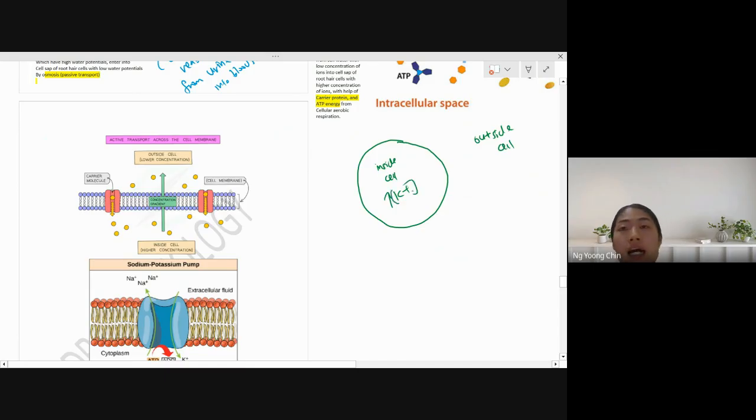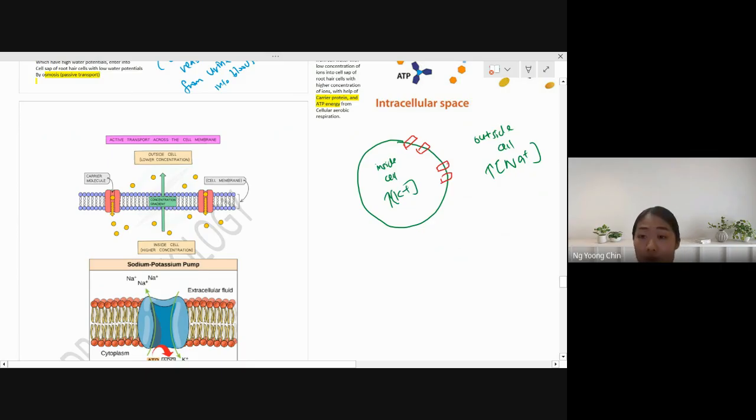They contain a very high concentration of potassium ion. However, the outside of the cell always has a high concentration of sodium ion. Potassium ion is inside the cell, and sodium ion is higher outside. So in the sodium potassium pump, what will happen is the cell has a carrier protein, like this.